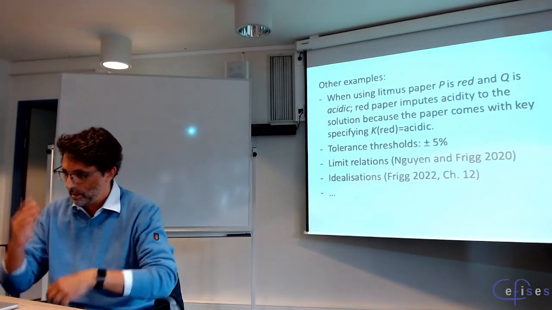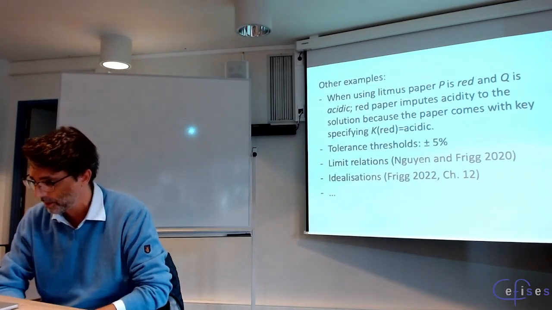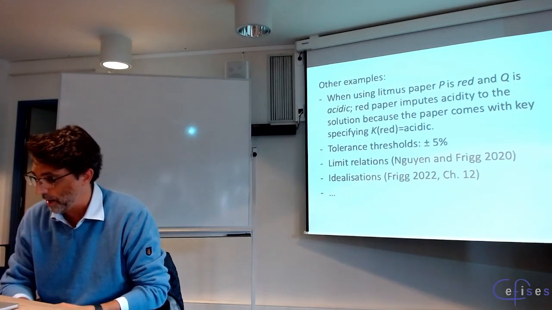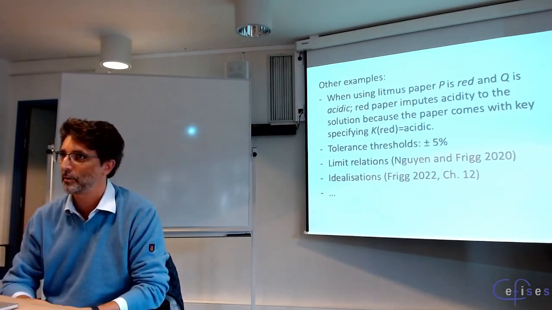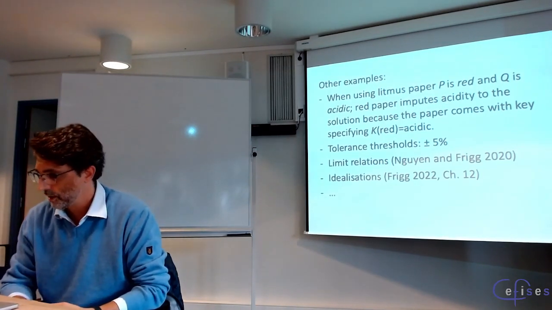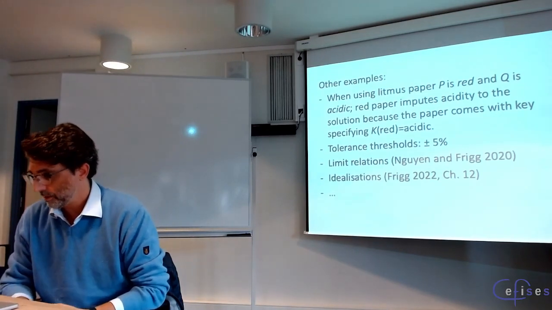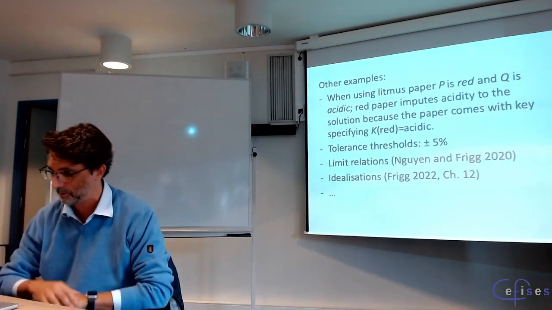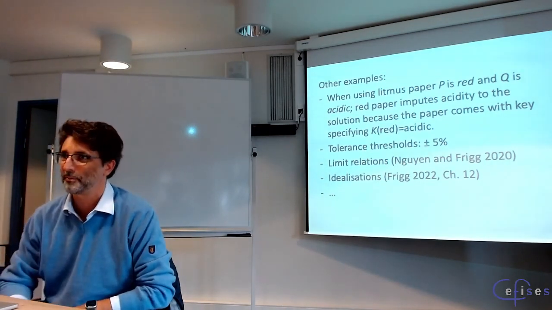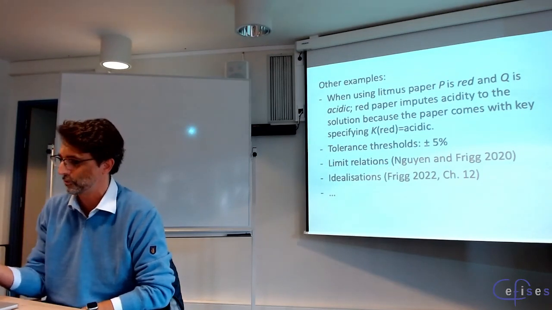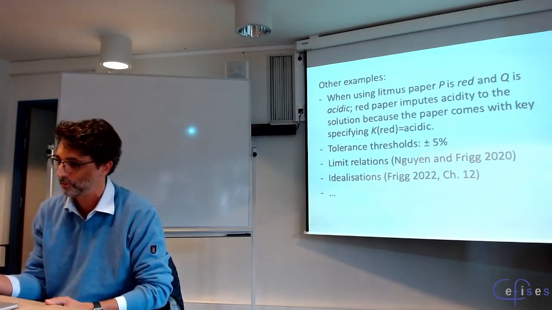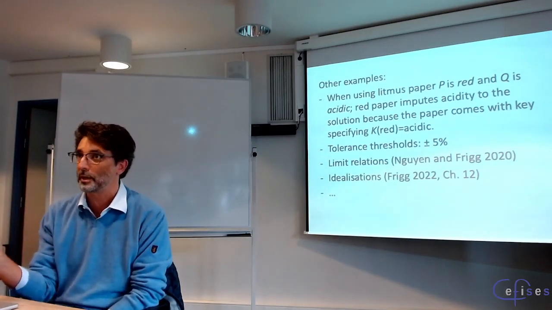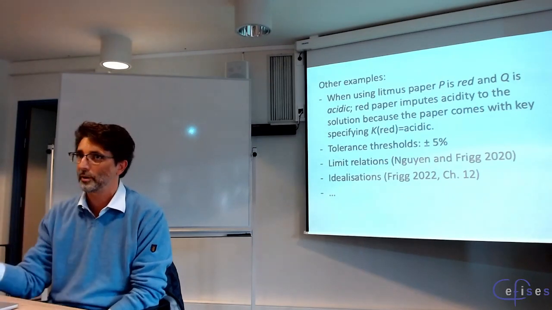So when you need other, probably more scientific examples, start with something simple: you use litmus paper to see how acidic a solution is. At some point the paper exemplifies property P, is red, but you don't want this. The litmus paper doesn't tell you the solution is red. The litmus paper tells you that the solution is acidic. So effectively, that representation comes with a key that translates colors into acidity levels.